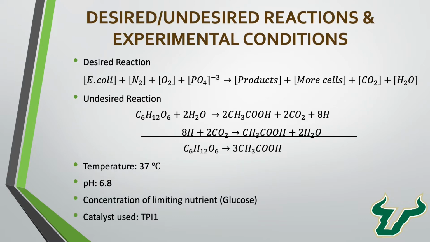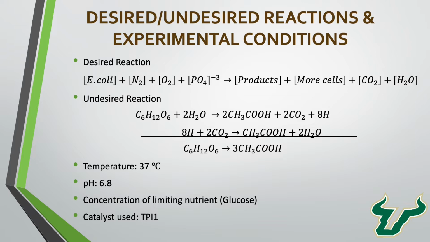Our desired reaction has a substrate containing all the nutrients required, such as nitrogen and oxygen, for our cell growth. The desired product consists of the amount of cells produced, which later go through a purification process to extract the insulin contained in them.